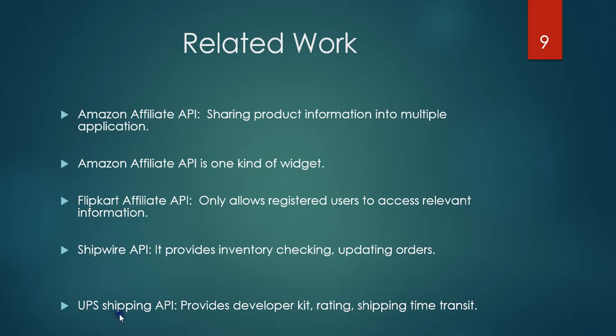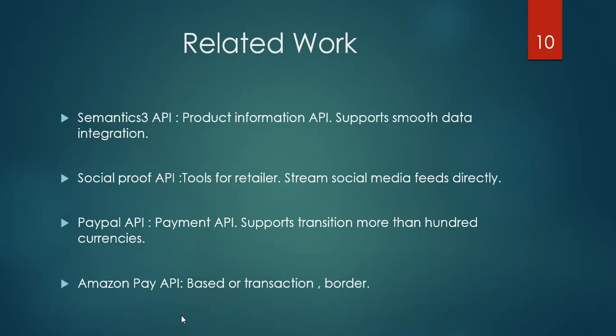Then we have UPS Shipping API. It provides a developer kit which includes a developer guide that explains how to integrate and code UPS functionality. Then we have Semantics 3 API. It allows users to access the e-commerce product database through simple queries. Then we have Social Proof API. Nowadays, e-commerce sites are connected with social sites. People always give feedback in social media. Then we have PayPal API.